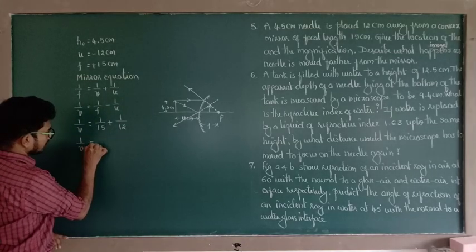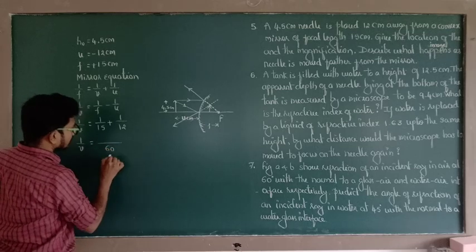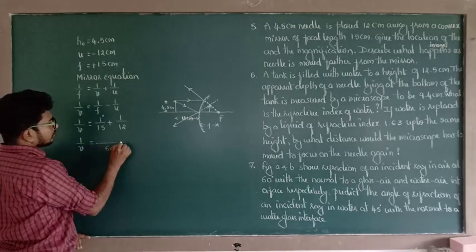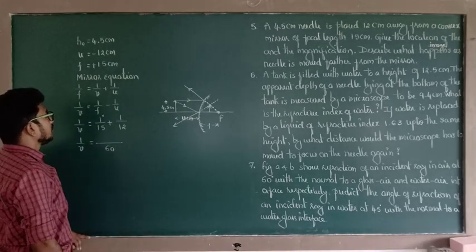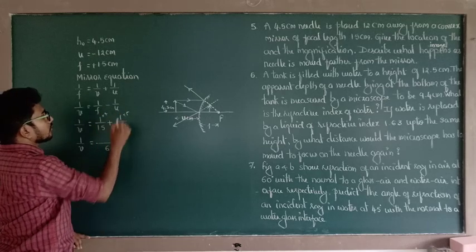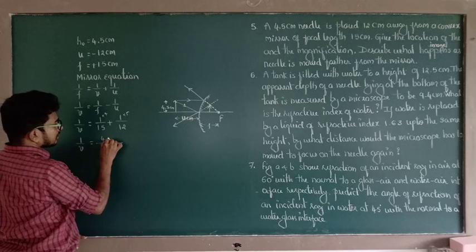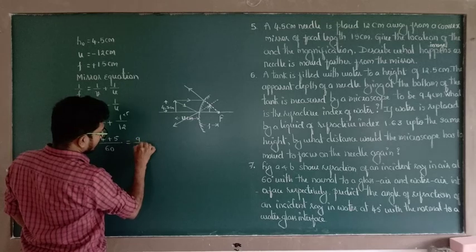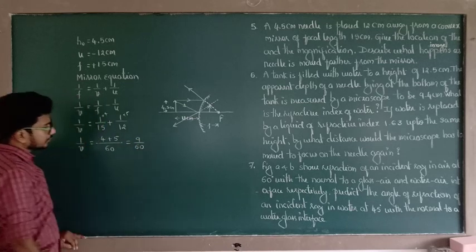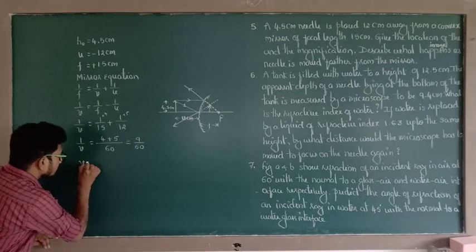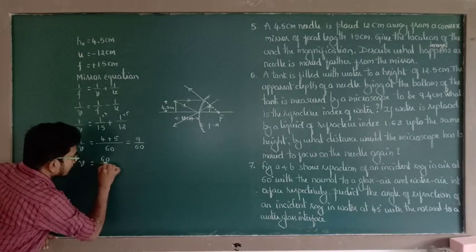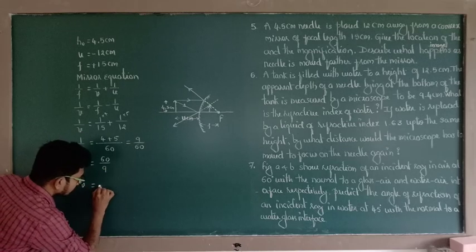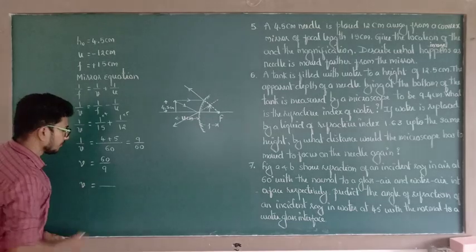1 by v is equal to the LCM 60, 4 into 5, 4 plus 5. So this is equal to 9 divided by 60. Therefore, the image distance is V equal to 60 by 9.